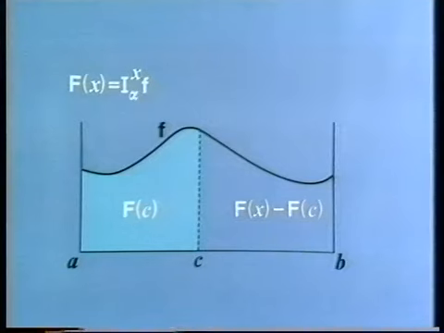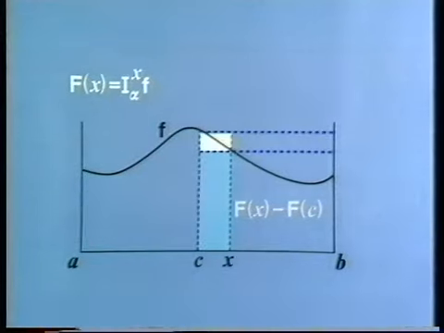Well, capital F of x minus capital F of c is the integral from c to x of f. That's by the additivity axiom. And by the boundedness axiom, that is equal to the area of a rectangle somewhere between these bounds. When we divide by x minus c to get the chord-slope function, we get a height, or a value of f, somewhere between the bounds.